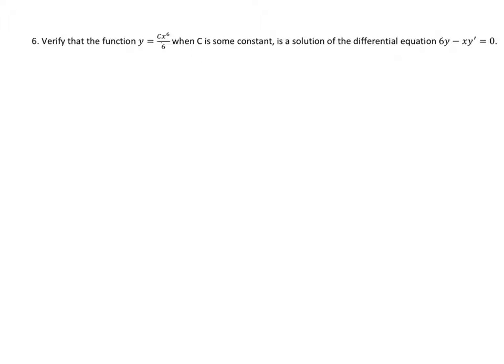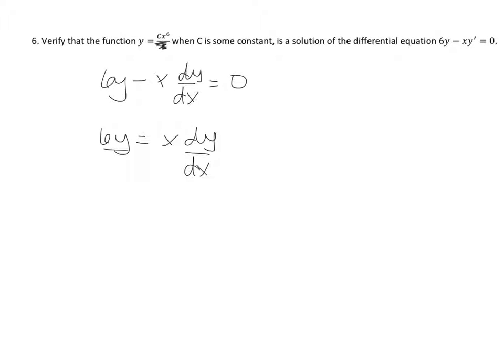Next question says, verify that the function y equals cx to the 6th, when c is some constant, satisfies the differential equation. Now, I believe there's a typo here. This should not be over 6. It's just cx to the 6th. What I'm going to do is take this 6y equals x minus x y prime. Y prime is the same thing as dy dx, so I'm just going to replace that. Then I'm going to add over the x dy dx just to make it positive. Then I'm going to cross multiply, so I get 6y dx equals x dy.